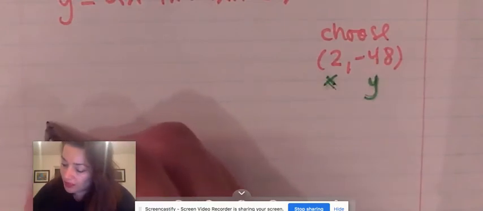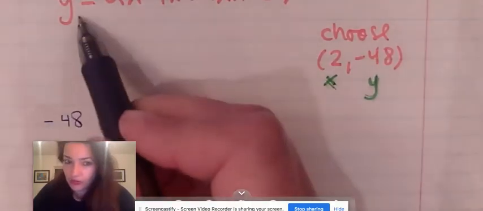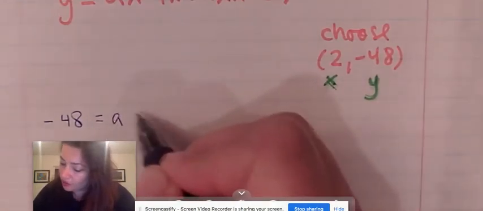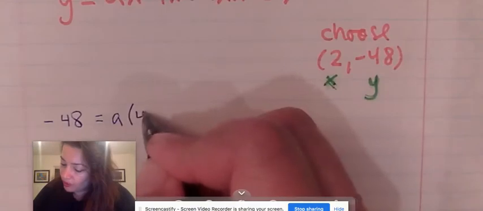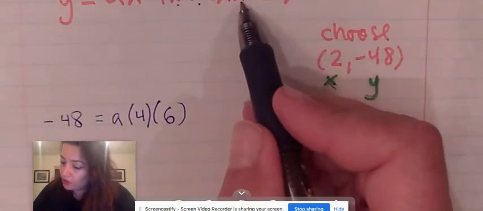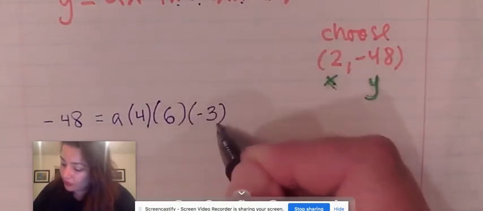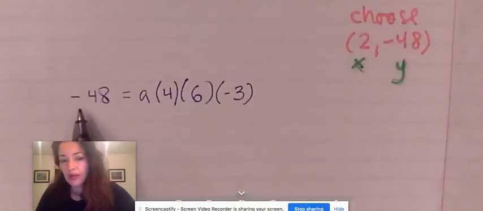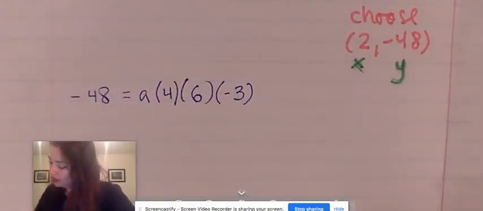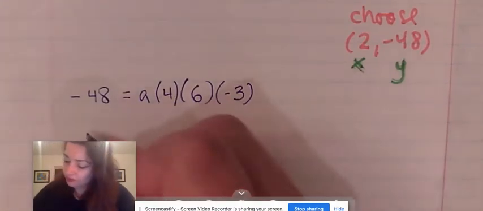So plugging it in, I have -48 is equal to a. My x is 2, so that will be 2 squared, which is 4. 2 plus 4 here, which will be 6. And 2 minus 5 here will be -3. Now we have -48 is equal to a times 4 times 6 times -3. So basically, we're just going to multiply that out. 24 times -3 is -72.